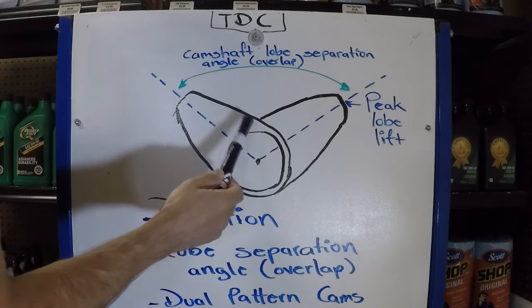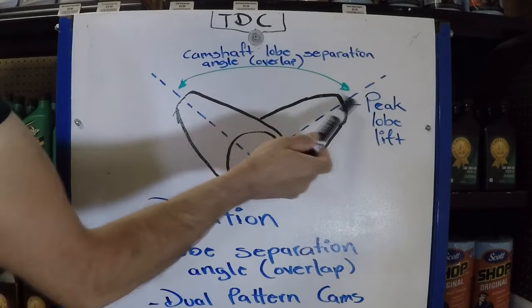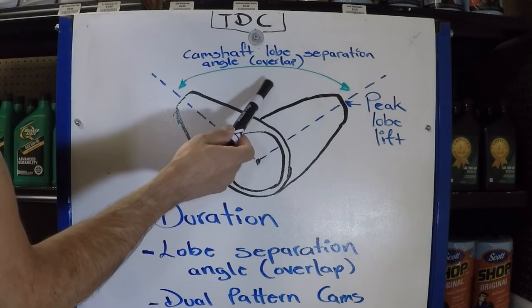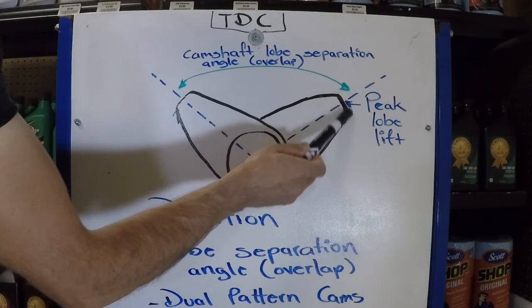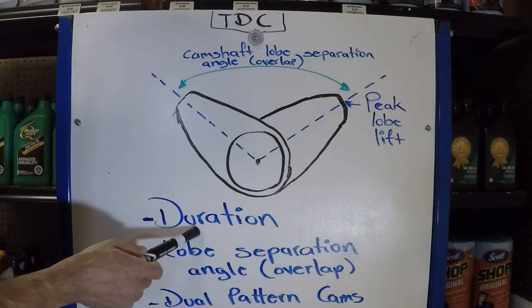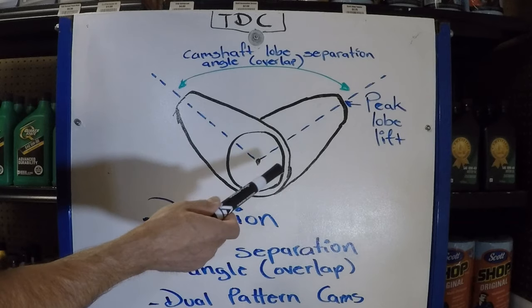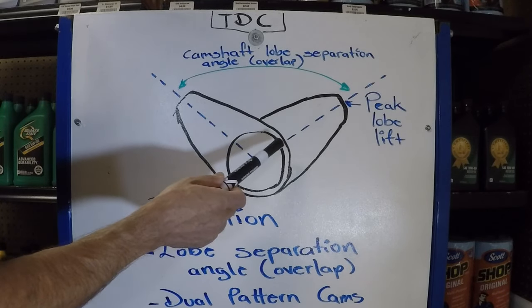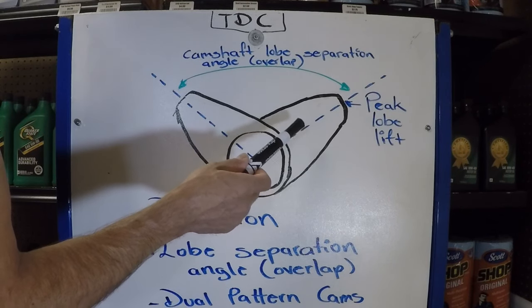Alright, so now that the camera is up close, let's discuss what's on the image. Right now, this is the position of the camshaft with a cylinder at top dead center. This distance right here in between the lobes, that's the lobe separation angle, which is normally called overlap. This over here is the peak lobe lift, which obviously is the top of the nose of the lobe, and this is the center line. Before we start with the subject of duration, let's touch on the valve lift. Remember, when you're dealing with an engine that has rocker arms, the lift of the camshaft has to be multiplied by the rocker arm ratio, whether it's 1.5, 1.6, and so forth.